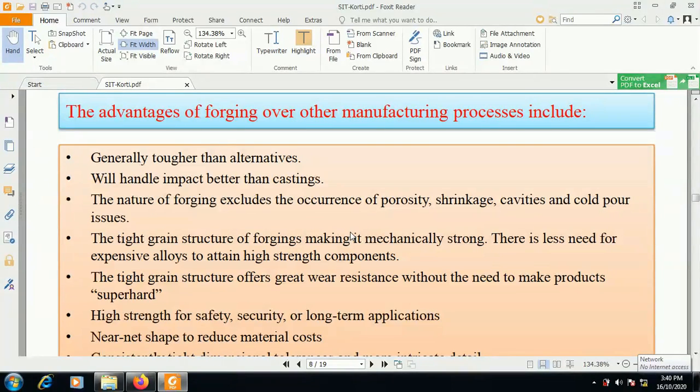The nature of forging excludes the occurrence of porosity. Whatever defects occur in the casting process, like porosity, blowholes, shrinkage cavity, hot tear, cold shut, misrun, and poor shot cavities, none of these defects occur in the forging process, but these defects do occur in casting.